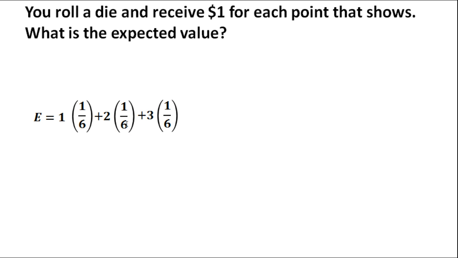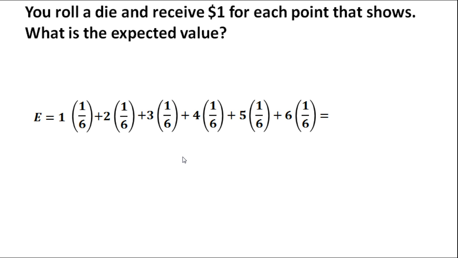The next one would be 3. We'd get $3 if we rolled a 3, and the probability of getting a 3 would be 1/6. Again, we're going to do that all the way down the line. 4, 5, and 6 will all still basically be the same here. And you can just plug them into your calculator just like this. That will work just perfect.